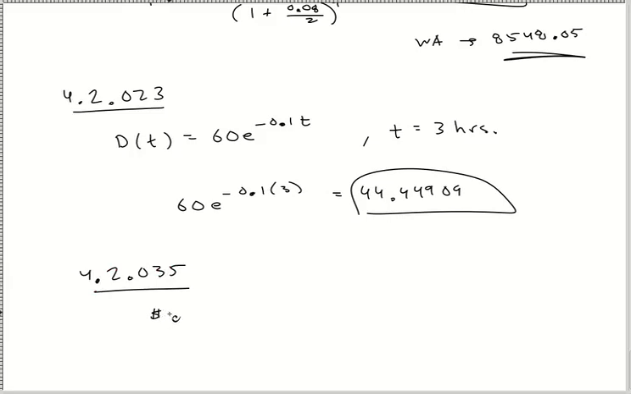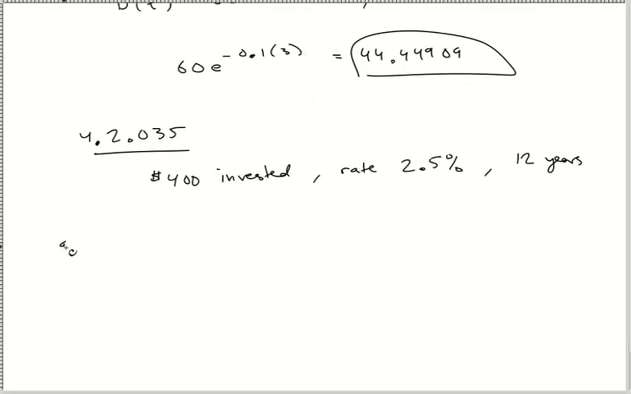We have $400 invested. I have a rate of 2.5%. It says per year. That's interesting. Of course. I mean, that's normal. That's our rate. That's good enough. And then 12 years. So they got two different compounding amounts.